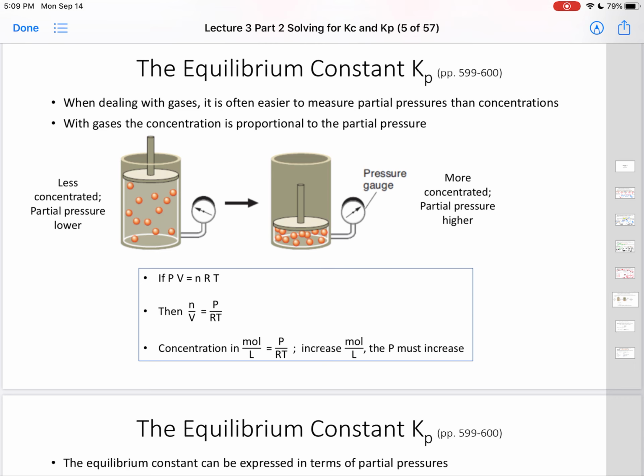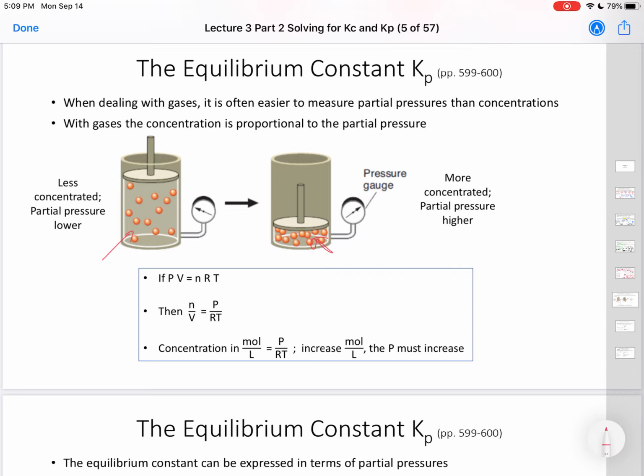So if you increase the concentration, you really increase the pressure. The less concentrated it is, the lower the pressure. The more concentrated it is, the higher the pressure. And they give you an example here. This is less pressure, it is less concentrated. This is more pressure because it is more concentrated.